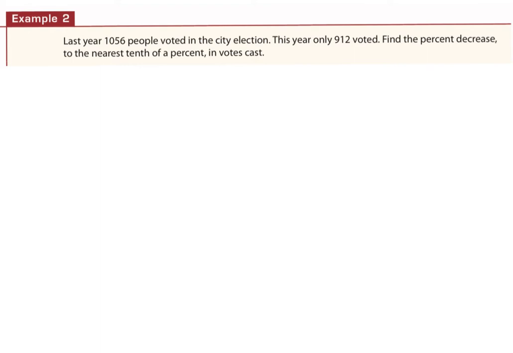My numerator here, this is what I am going to put in the numerator, is 1,056 minus the 912. And yes, my denominator is going to be, like he said, my original amount, which was 1,056, right? When I subtract those, I get 144 divided by 1,056. And I am going to multiply that by 100.